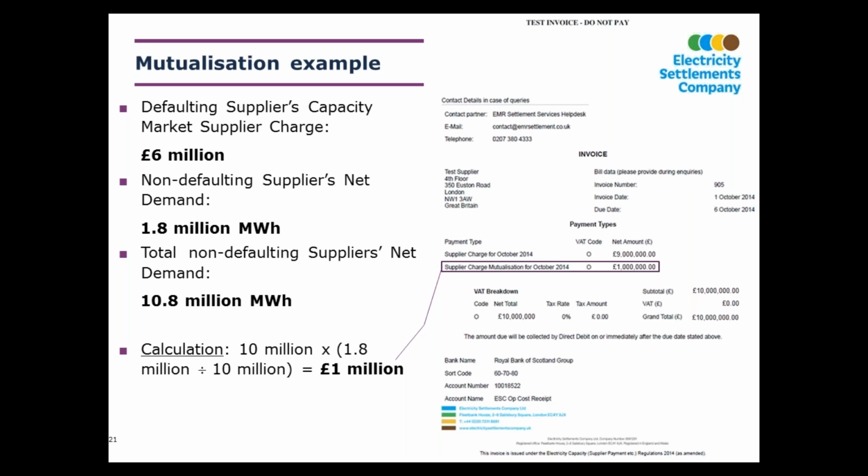So in that calculation, we do the 10 million times 1.8 divided by 10 million. Sorry, I think that should be 6 million, okay? Times 1.8 divided by 10. Apologies for that, but that will come out as a £1 million contribution to the mutualisation amount.